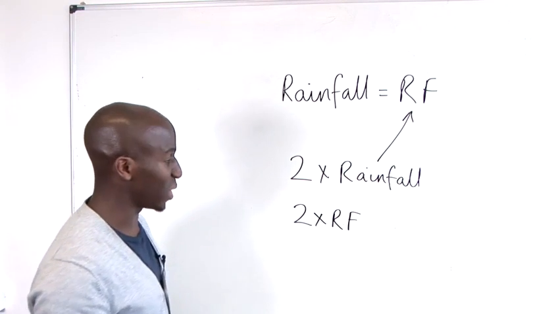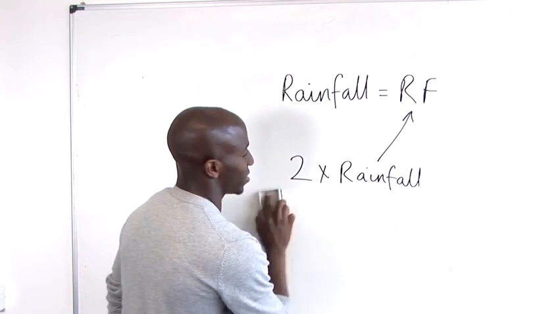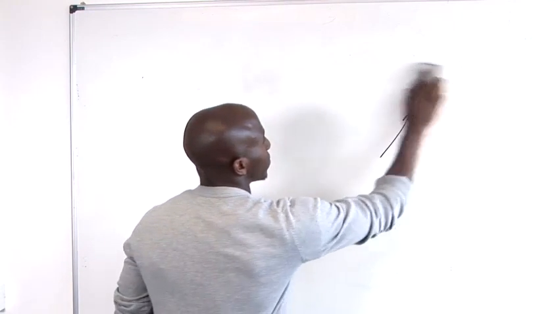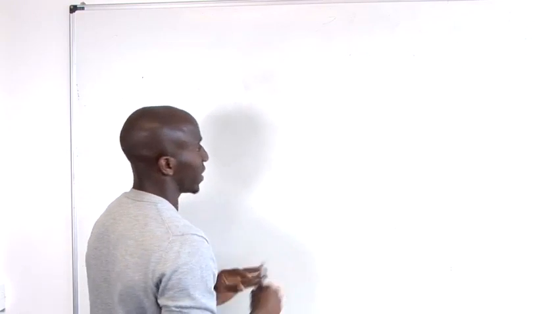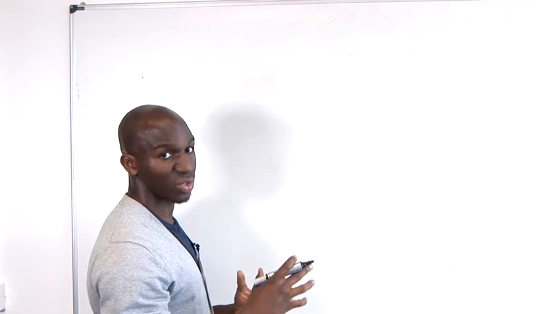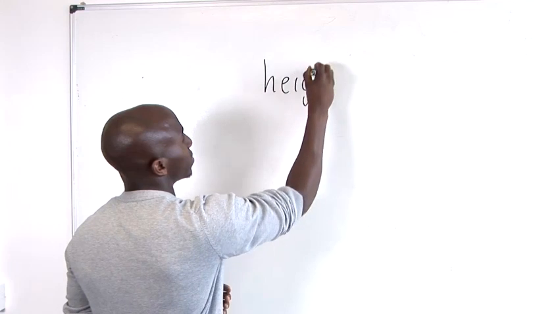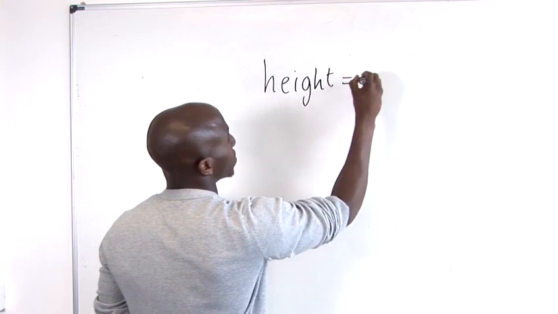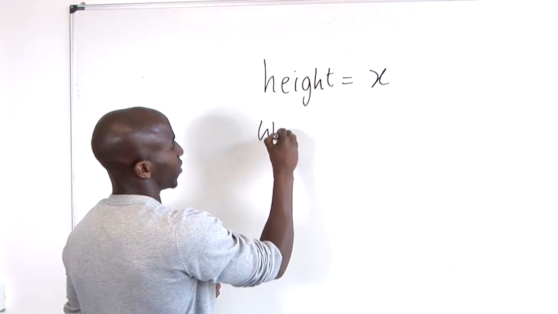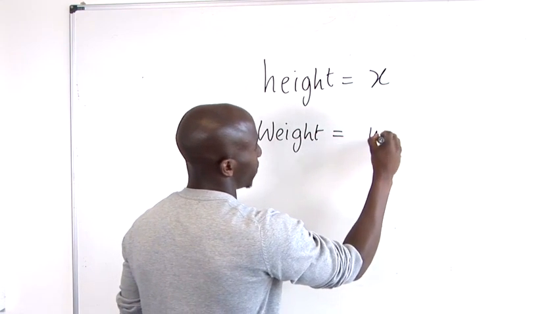Now, the one that you're going to be commonly using most of the time is X, okay? So X is a good term for the unknown. So when you want to relate to, say, the individual people's heights within your class, you might say height is equal to X. Weight, which is another variable, might be equal to W.